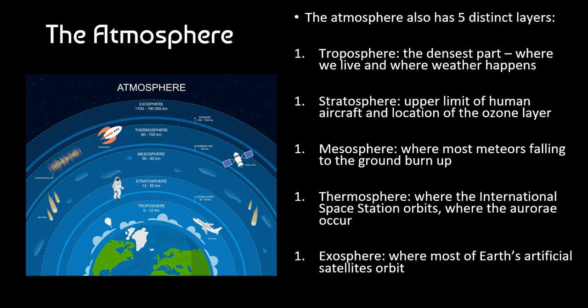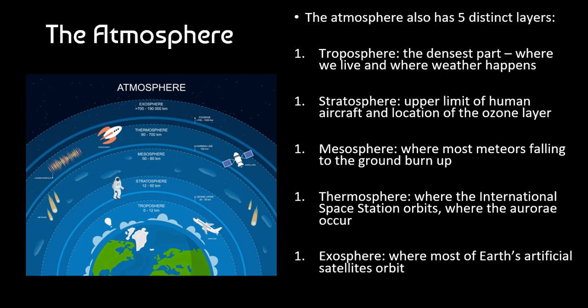Next, we have the stratosphere, which goes up to around 50 kilometers away from the surface. And this is the upper limit of human aircraft, so jet fighters and commercial airliners, things of that nature. It's also where the ozone layer is located.